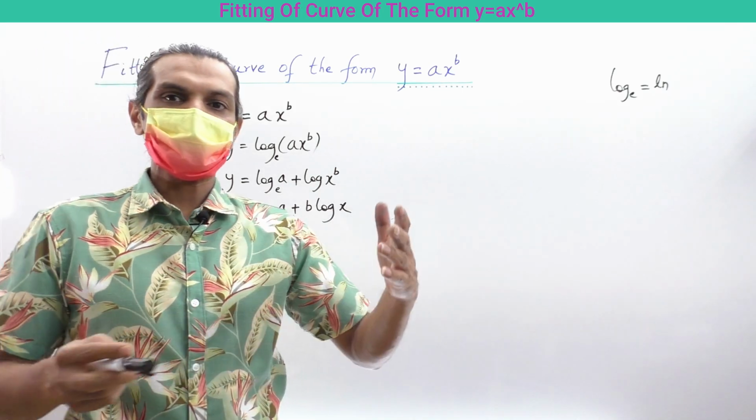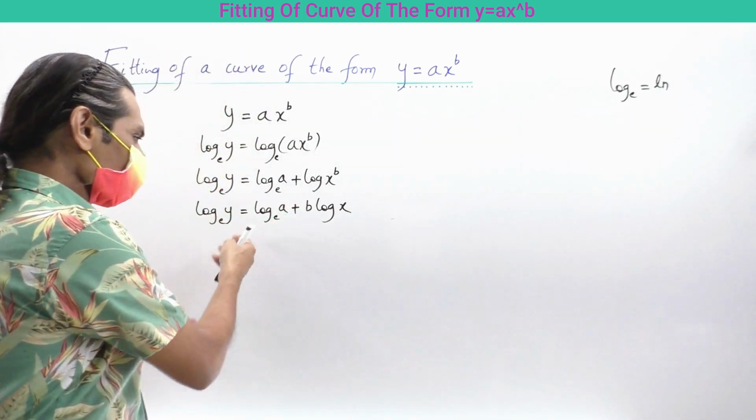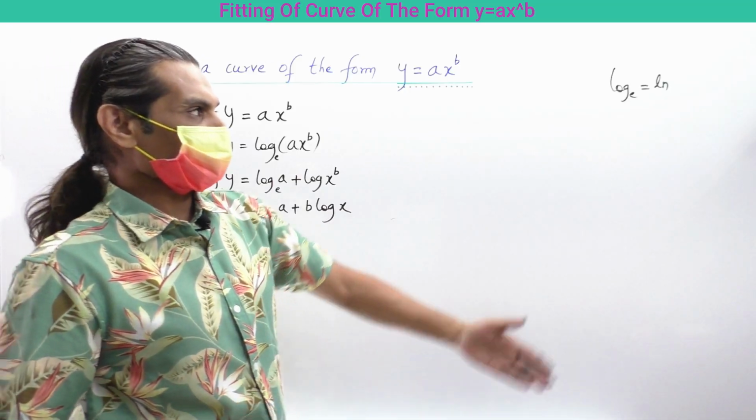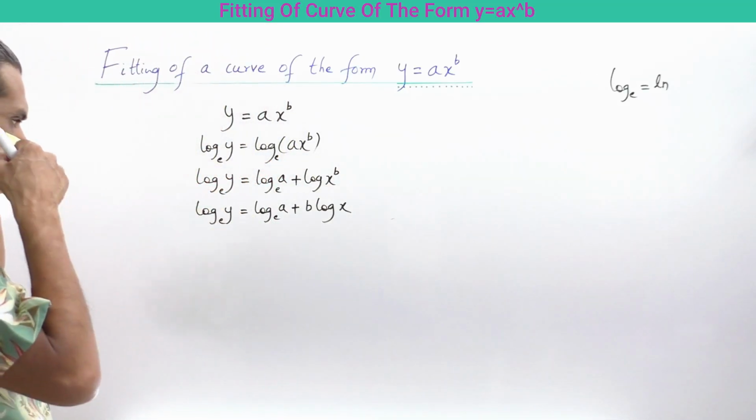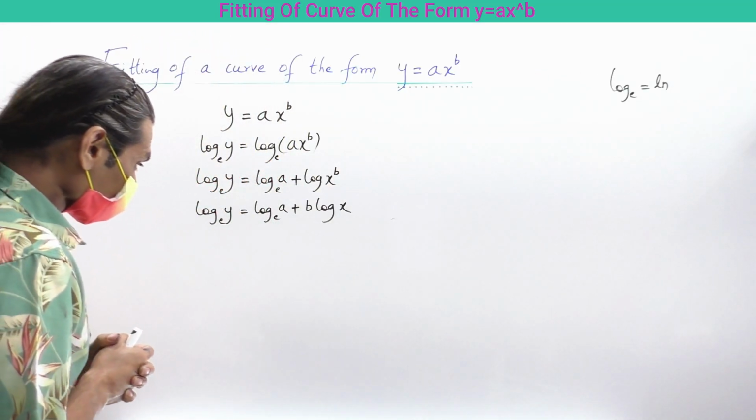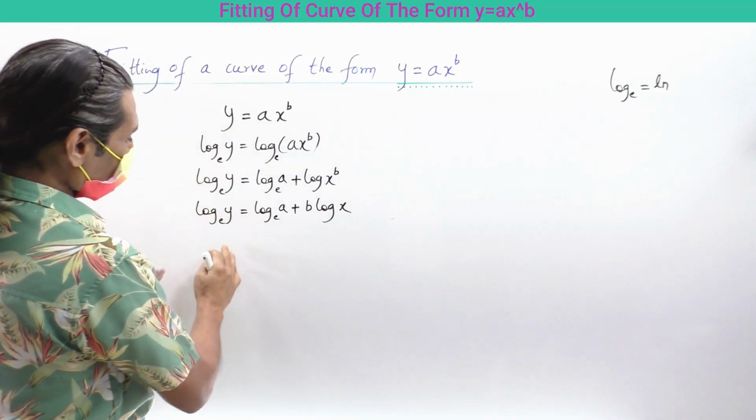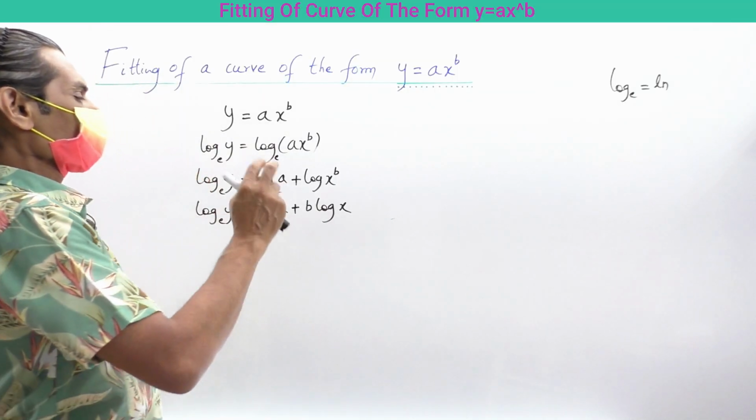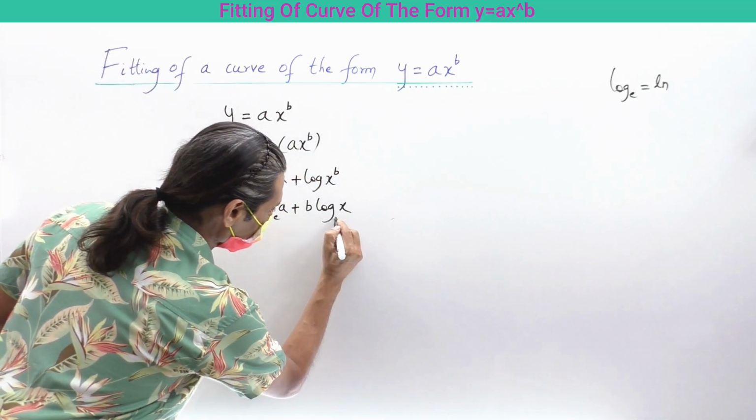If you want, you can keep log as it is, there is no need to write e. Because we are using natural logarithm, or ln, I am writing it to the base e. If you do not, it is also understood. Now, we have log y to the base e is equal to log a plus b log x.